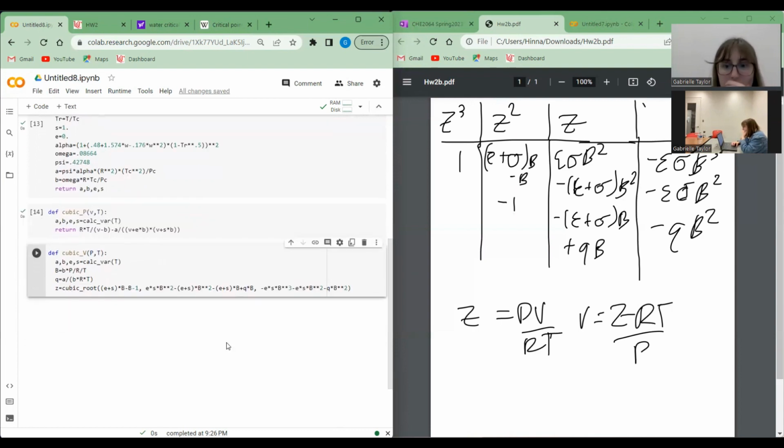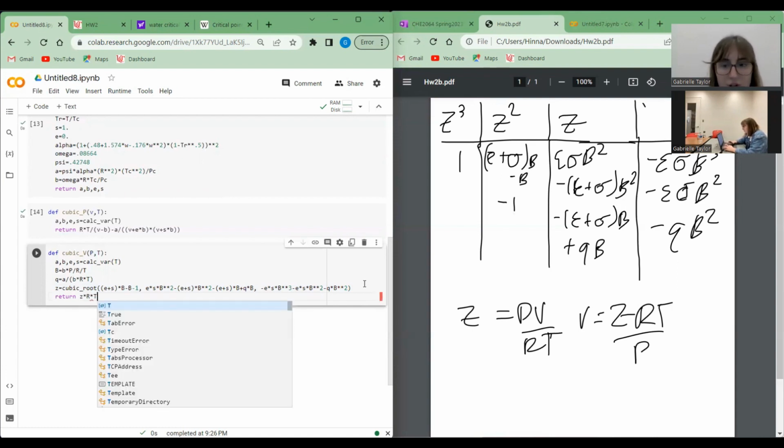Okay, so the next thing we want to do, after we found our Z, we know that Z equals PV over nRT, and what we're trying to find is our cubic V. So we're just going to resolve the equation and solve for V. So now we're going to return that. Let's return Z times R times our temperature, all divided by our pressure. So this is what we want to return.